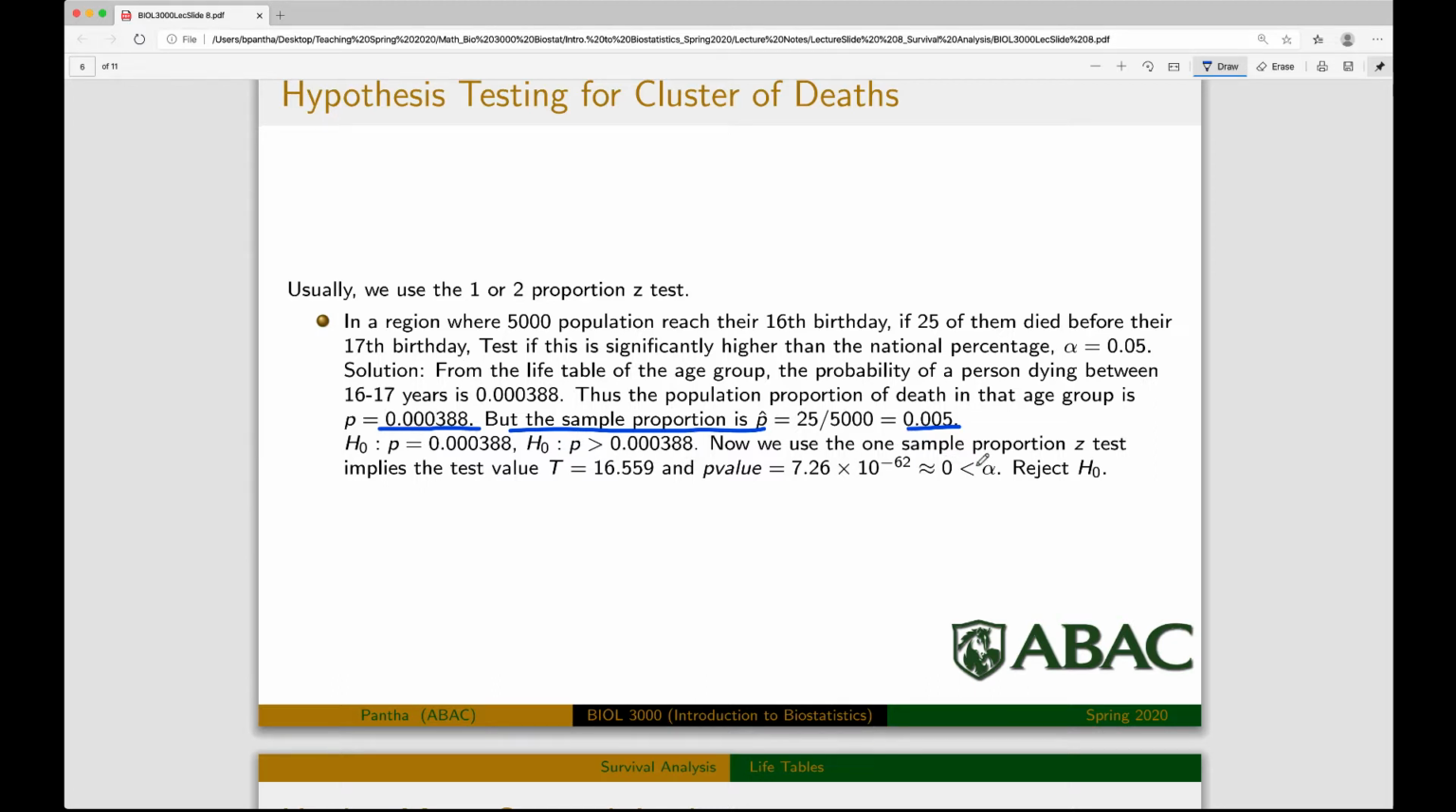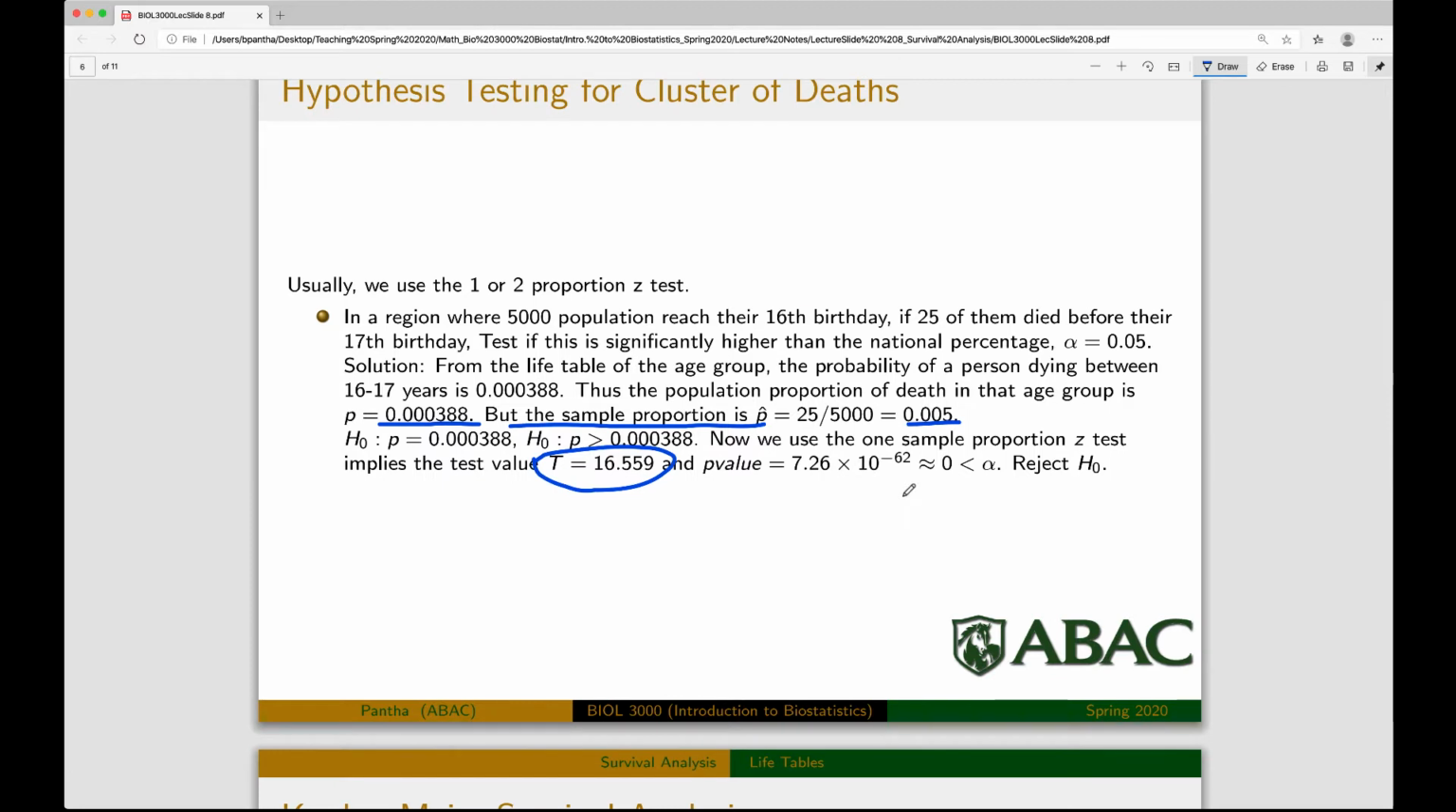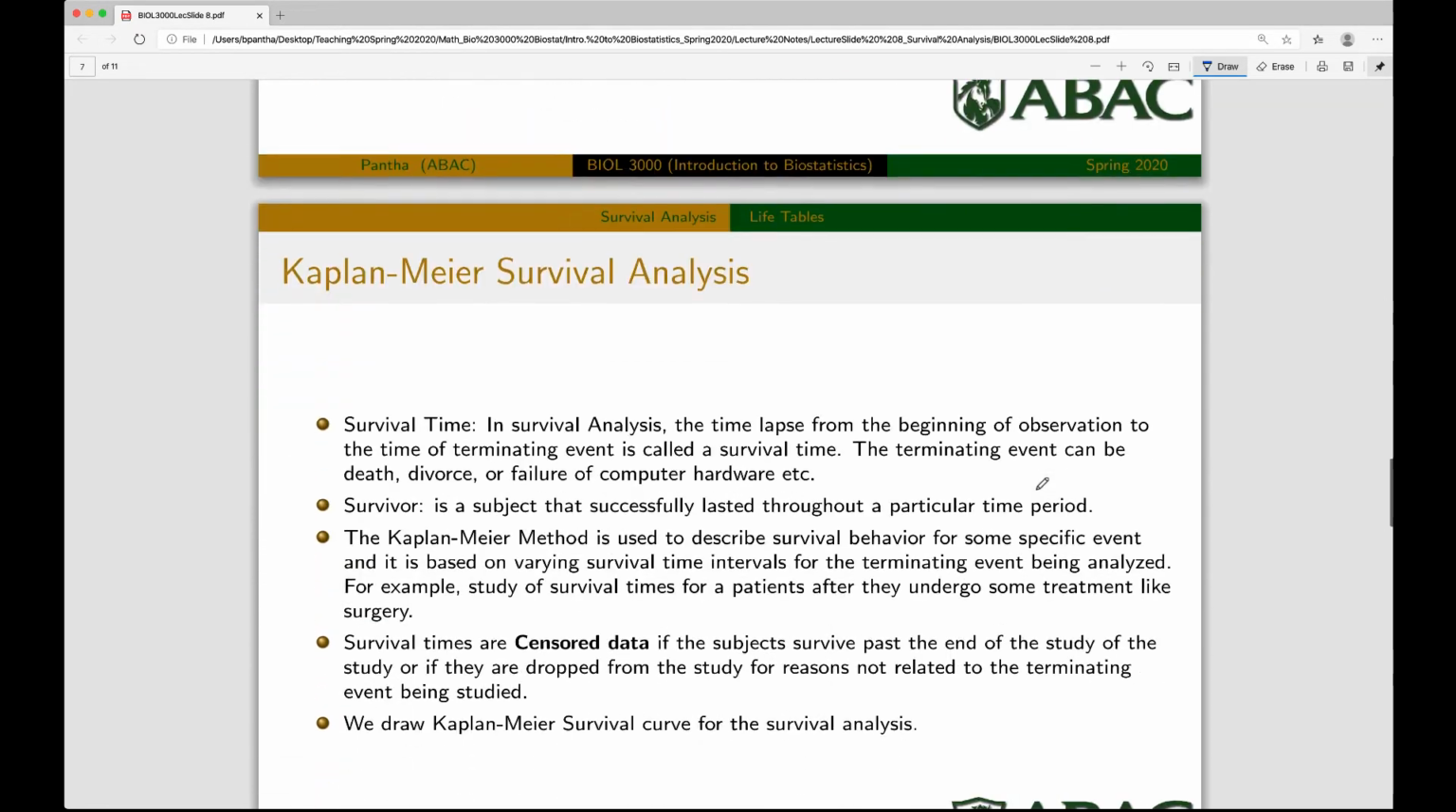Now we use the one sample proportion z-test, so this is the one sample proportion z-test. You saw that in lecture slide 1, okay? So we found that the P value is 7.26 times 10 to the negative 62, which is almost 0, which is less than alpha. So we reject the null hypothesis. This implies that the sample proportion in that region is significantly higher than the national average, okay?